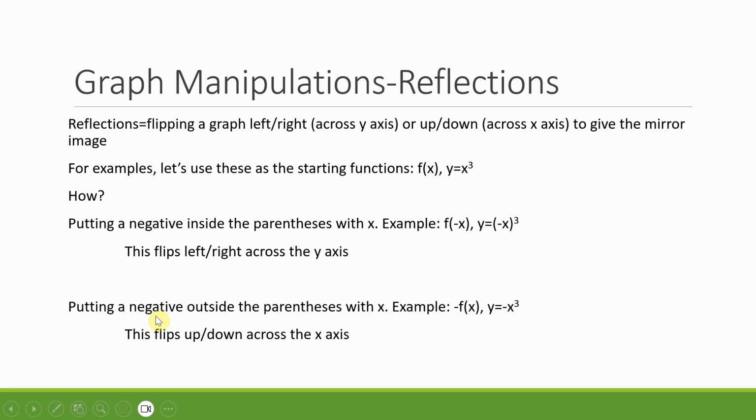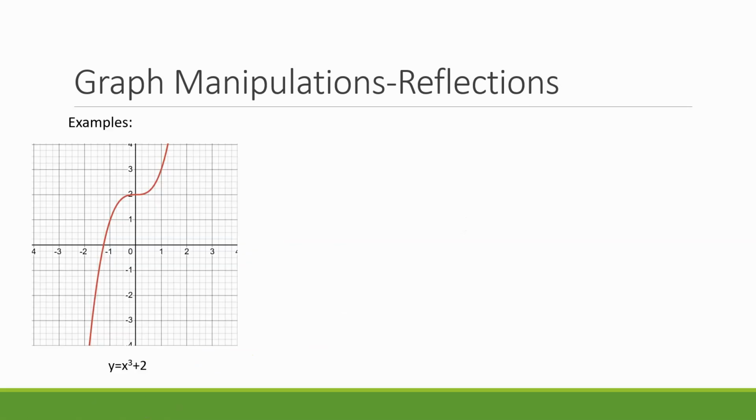The other way you can do it is put that negative outside the parentheses with x. So here's that example. We take that negative and we put it outside, so it's to the left of the f, or we put it before we do the x cubed. Whereas this went left-right, this is going to go up-down across the x. So again, you're going to fold your paper, but you're going to fold it from top to bottom or from bottom to top, using that x-axis as your folding line. These might make a bit more sense with the pictures.